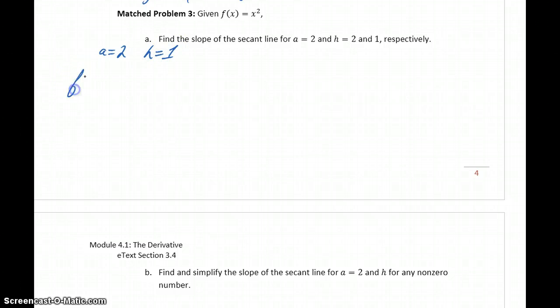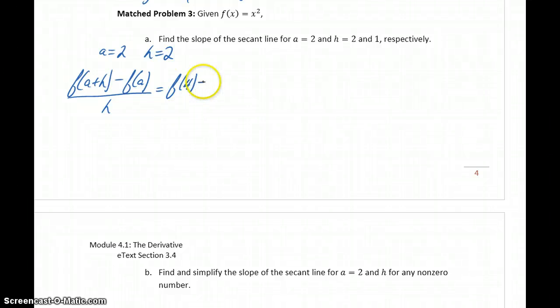So we'll come back to the definition for the slope of the secant line, which is f of a plus h minus f of a over h, and then substitute in our values. Oh, I'm sorry, we're starting off with a equals 2, h equals 2. So a is 2, h is 2.